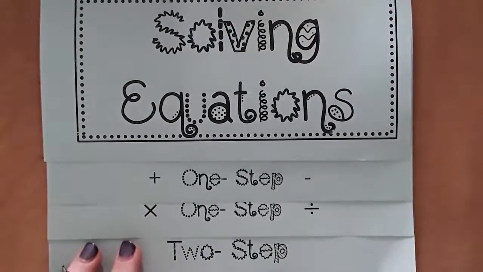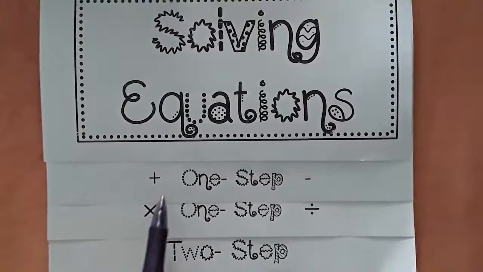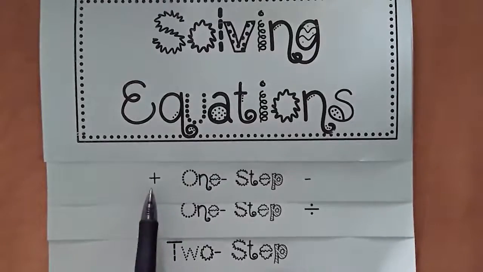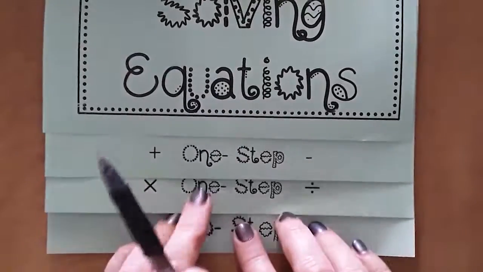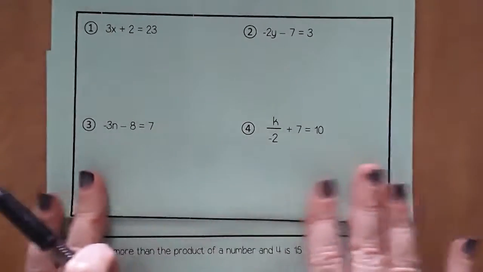Right, ladies and gentlemen, we've been talking about solving equations. We talked about the one steps, where we're adding, subtracting, multiplying, dividing. Now we're going to go into two steps, right? So let's flip our foldable up to our two steps.